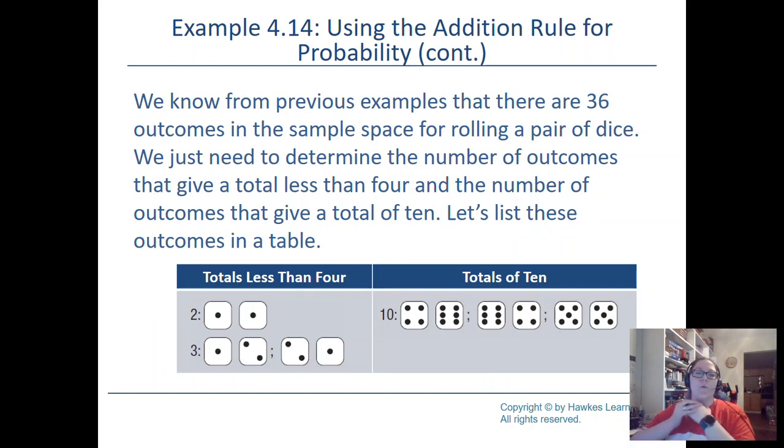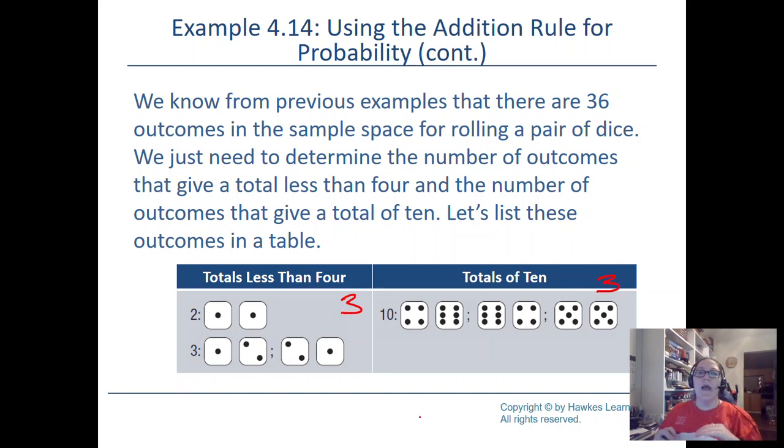Okay, so numbers less than 4 will be 2 and 3. So the only combination of looking at a pair of die for 2 is snake eyes, so 1 and 1. 3 is going to be a 1 and a 2, or a 2 and a 1. Okay, now our total for 10, well, we've got a 4 and then a 6, okay? And then we've got the vice versa of that, and then we've got 5 and 5. So there's 3 different things here and 3 different things here.